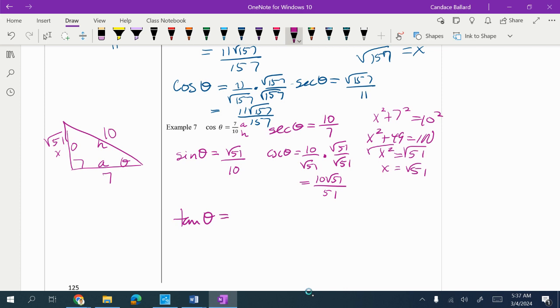So tangent is my opposite square root of 51 over my adjacent 7. And cotangent, I'm going to flip the reciprocal. I get 7 over square root of 51. That needs to be rationalized. So I have 7 square root of 51 over 51.